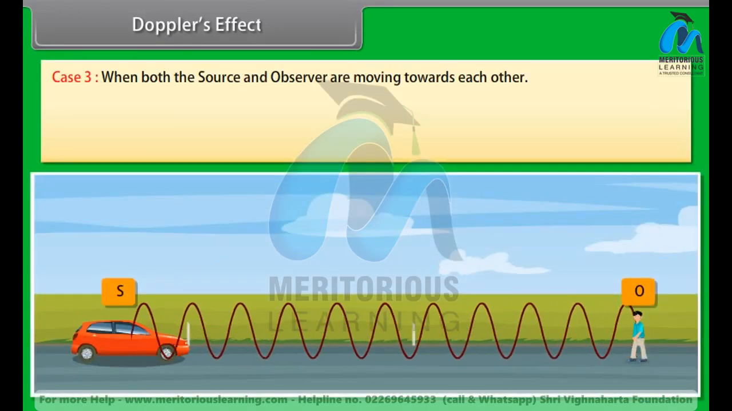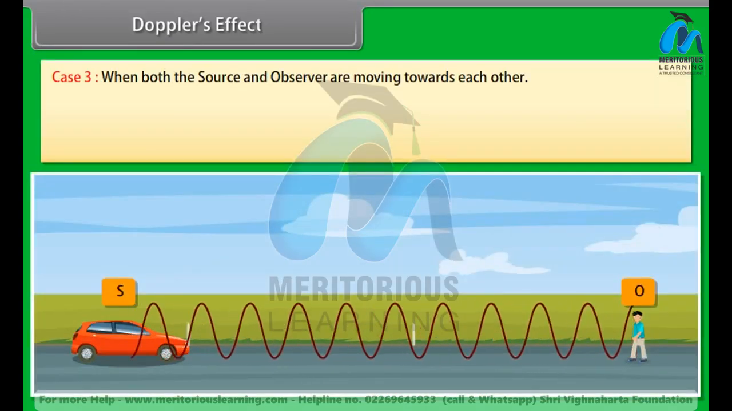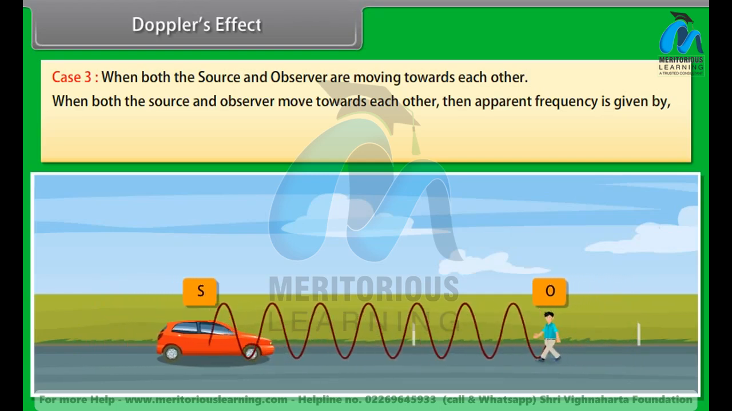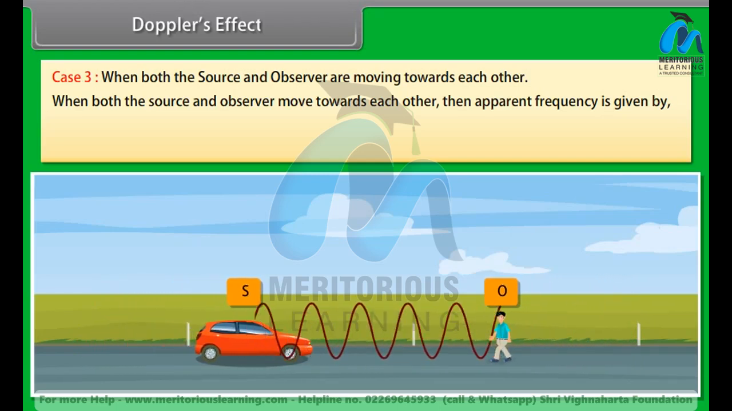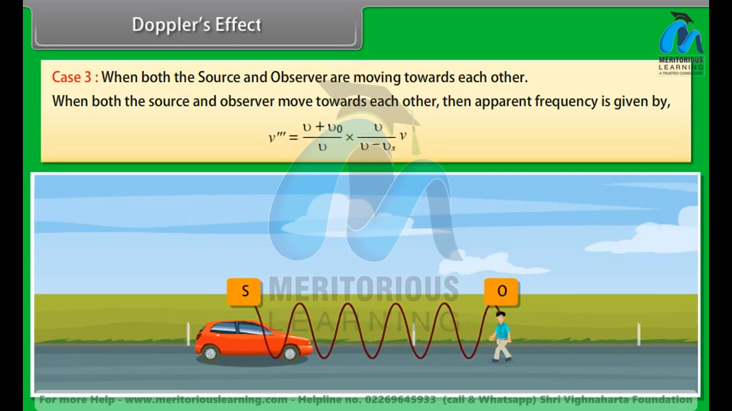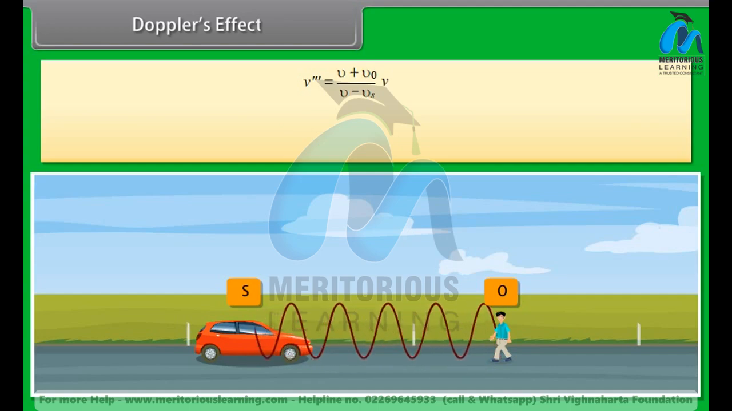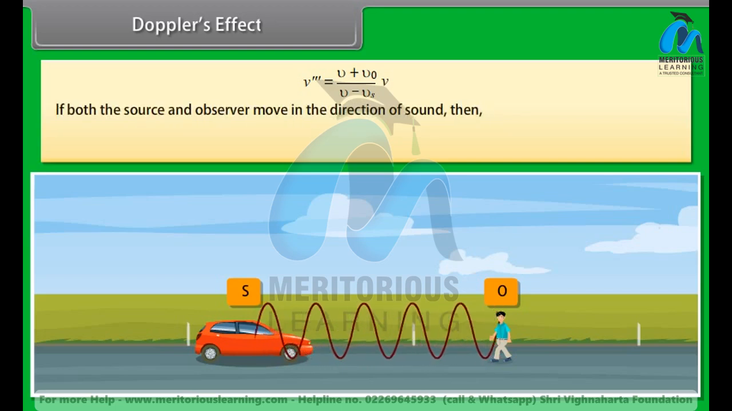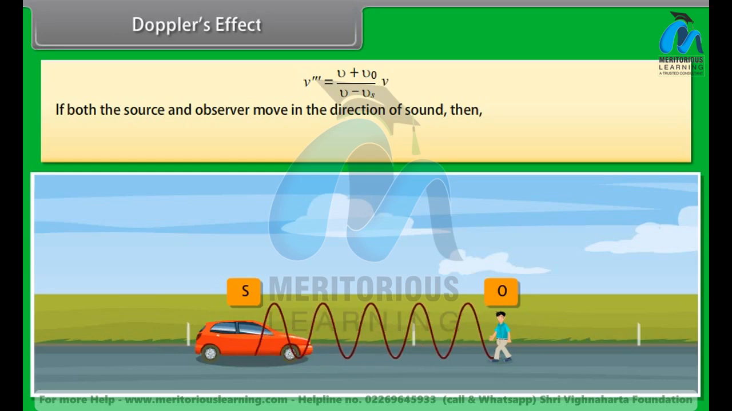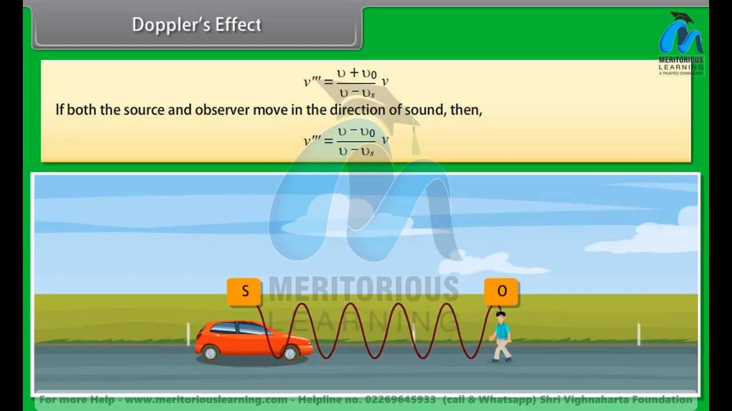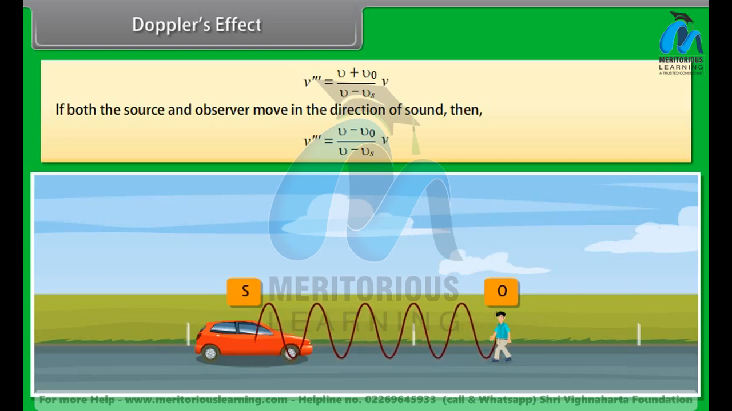Case 3. When both the source and the observer are moving towards each other, then the apparent frequency is given by nu triple dash is equal to v plus v0 upon v minus vs multiplied by nu. If both the source and observer move in the direction of sound, then nu triple dash is equal to v minus v0 upon v minus vs multiplied by nu.